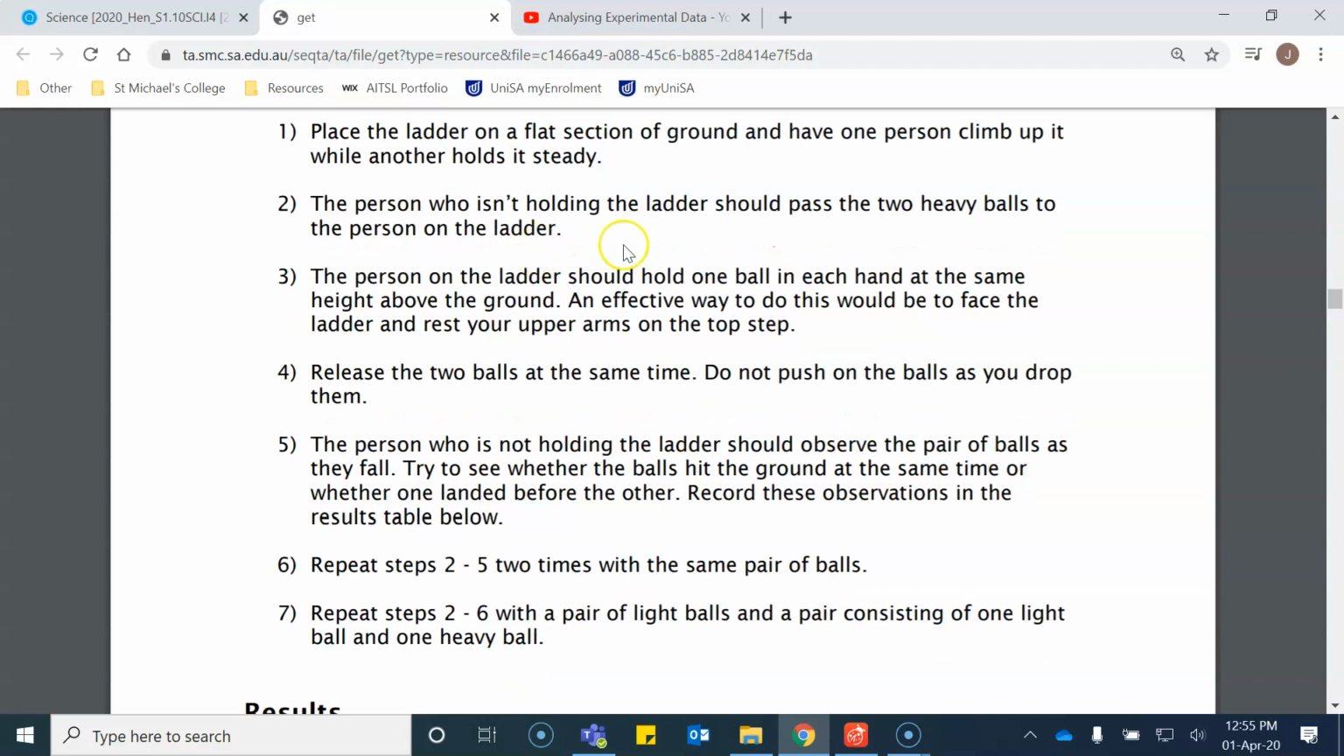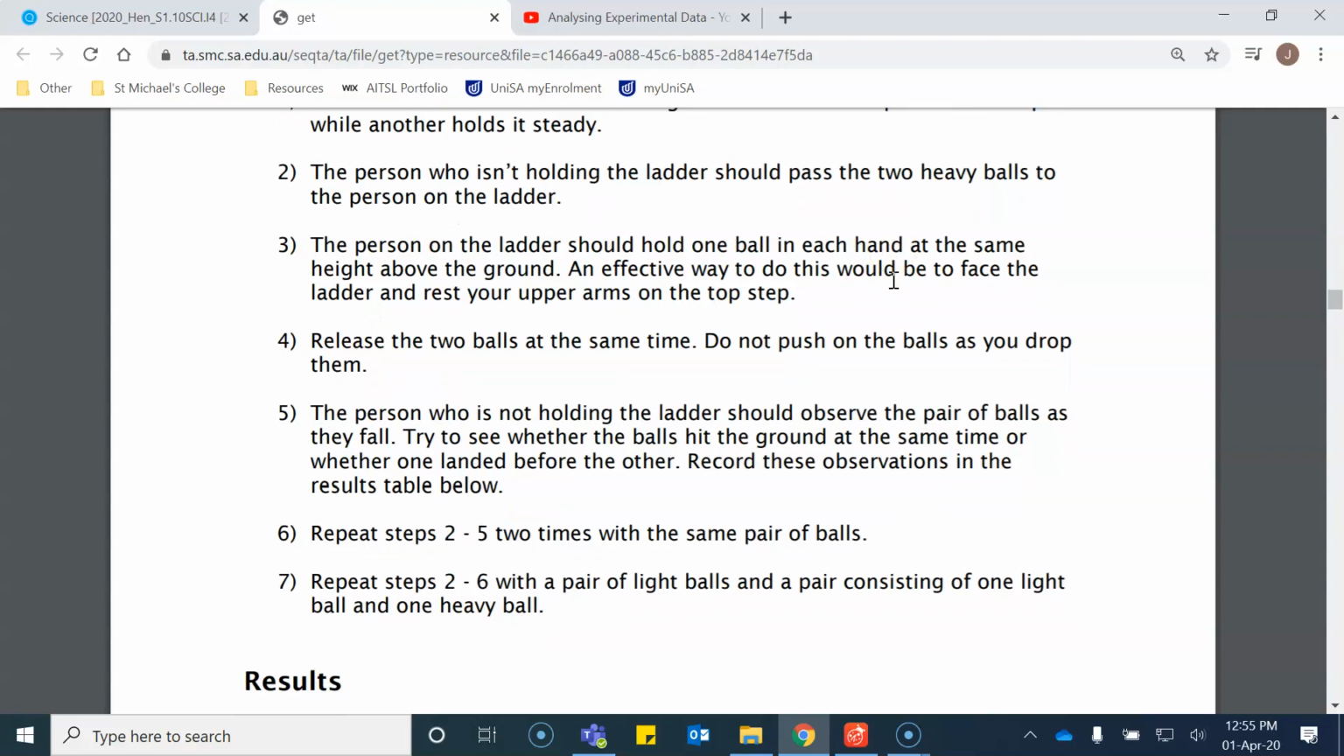The person on the ladder should hold 1 ball in each hand at the same time, at the same height above the ground. So all you need to do is have the 2 balls out in front of you over the balcony. Release the 2 balls at the same time. Do not push the balls as you drop them. You don't want to push them because then you're applying an extra force. We only want gravity to be pulling those balls towards the floor.